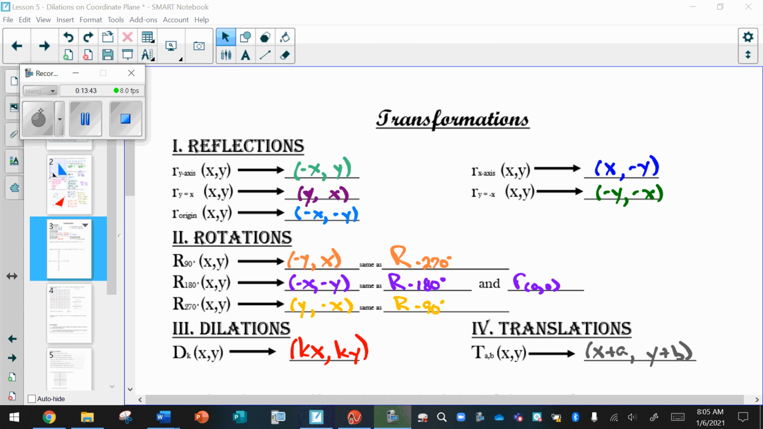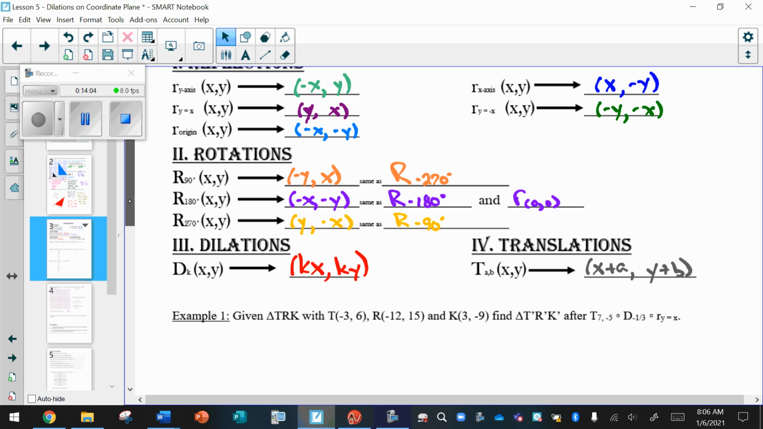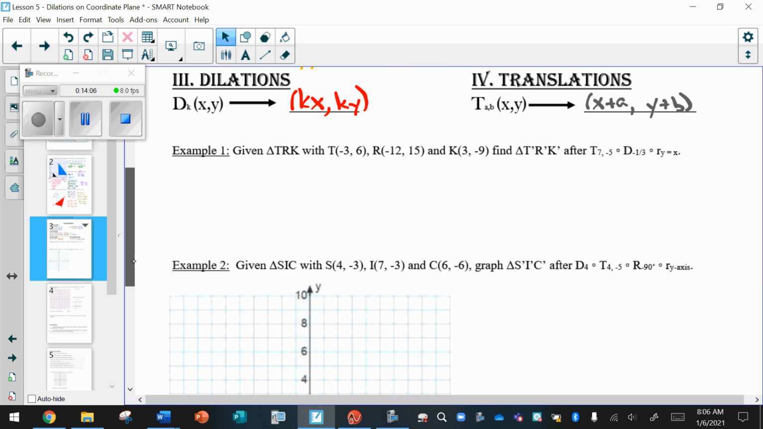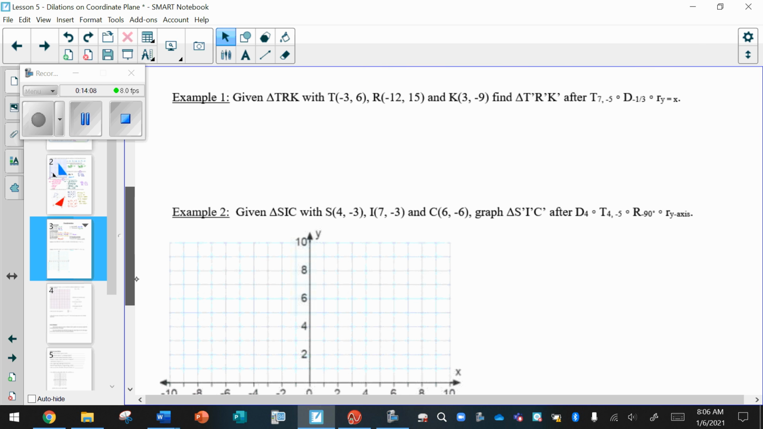So there's all the rules for you. The new one that we actually did write down on our lists when we filled this chart out, the dilations, is when we multiply the scale factor times each coordinate. So it'll be k times x and k times y. All right, so now we're going to put some of these into play and do a composition on a specific set of points without using a graph.